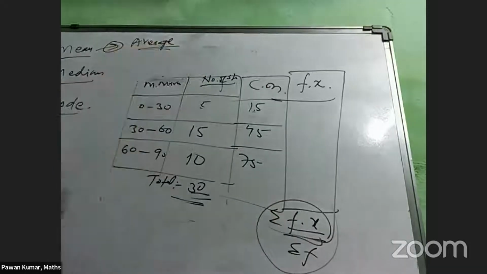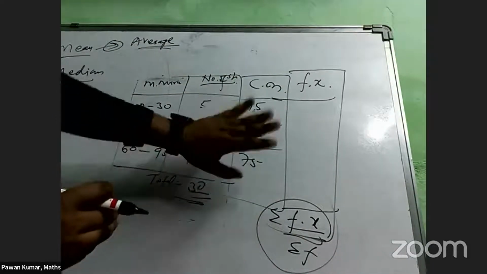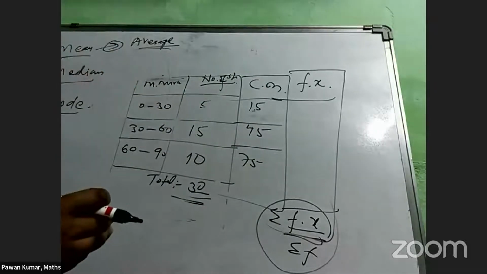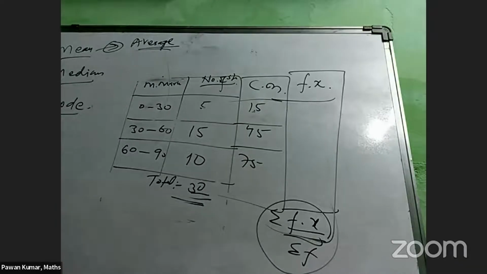So this is the average marks that 30 students can get who cross that limit. So that is all about the mean. Okay, so what is the median there? So median is nothing but a line.